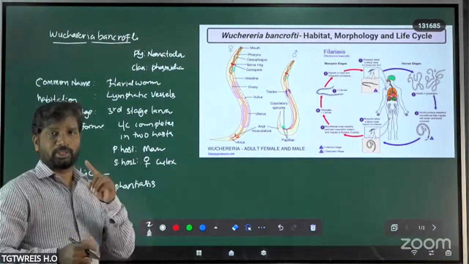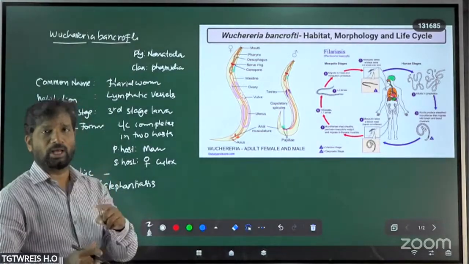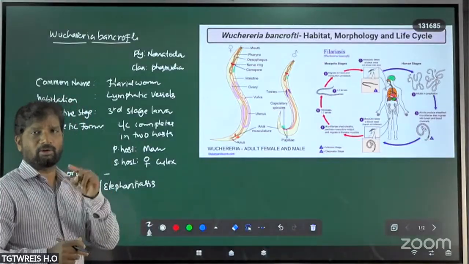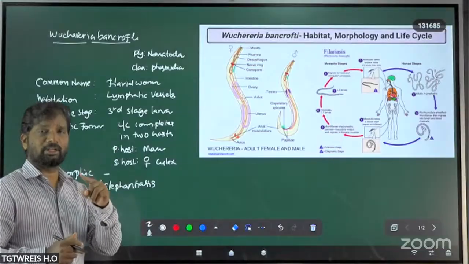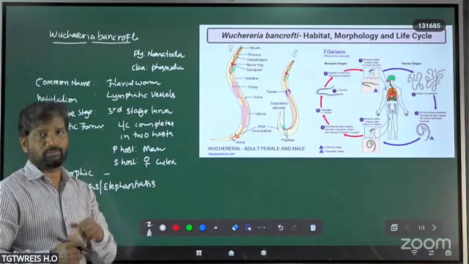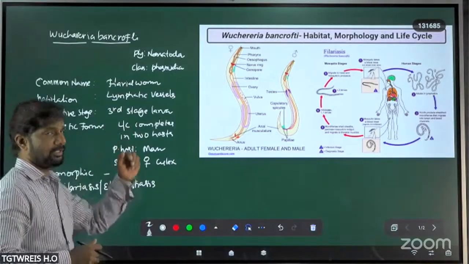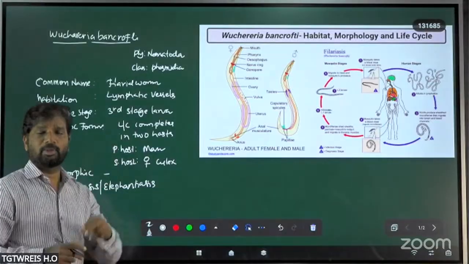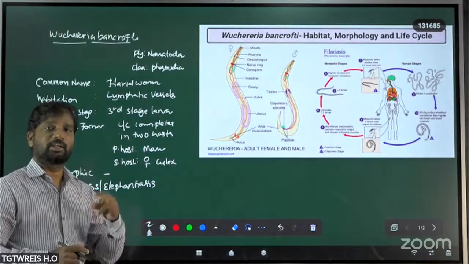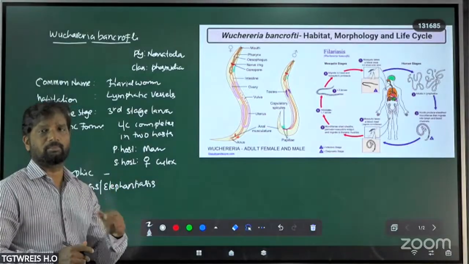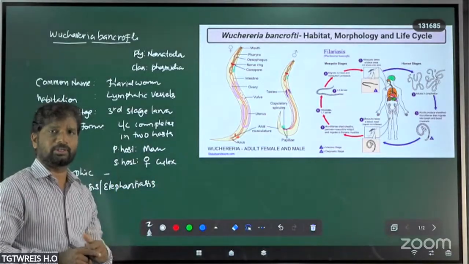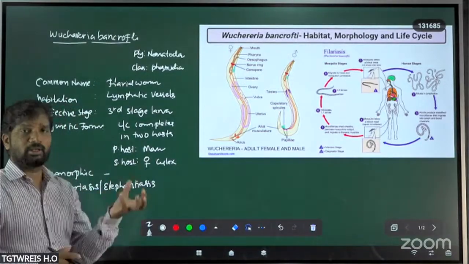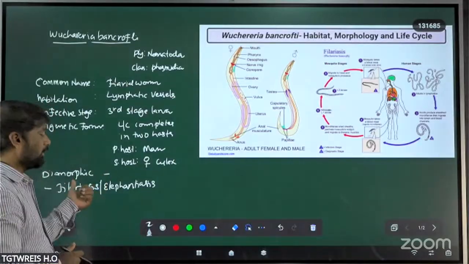Wuchereria bancrofti is a nematode organism. Its common name is the filarial worm. Its habitat is the lymph vessels of the human being, and the infective stage is the third stage larva. It is a digenetic form, meaning it completes its life cycle in two hosts. The primary host is the human being, and the secondary host is the female Culex mosquito. It occurs in two forms, known as the dimorphic form.